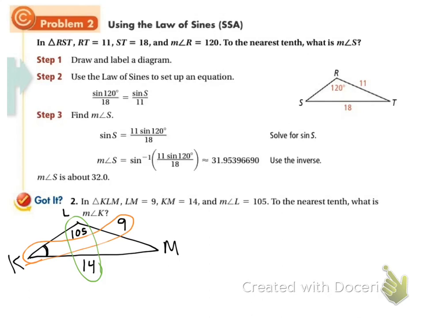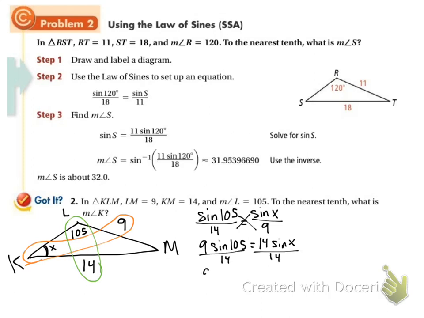We've got the sine of 105 over 14 equals the sine of, well, I don't know what that is. I'm going to call it x. The sine of x, remember the angle always goes in the sine, over 9. And again I'm going to cross multiply. So I get 9 sine of 105 equals 14 sine of x. I'm trying to figure out what x is, so I need to divide both sides by 14. I'll just leave it like that. 9 sine 105 over 14 equals the sine of x.